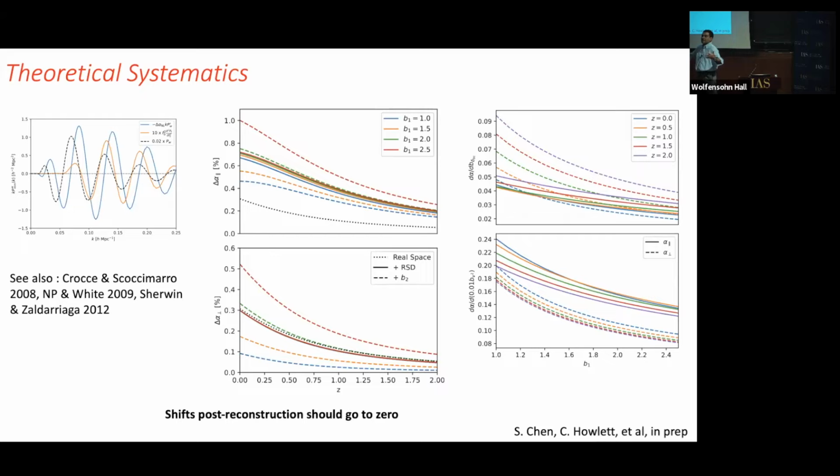This has been work that we have spent a lot of time thinking about. There was original work by Martin Croce and Roman Scoccimarro, work by Blake Sherwin and Matthias Zaldarriaga back in 2012, and some work that I did with Martin White. And you can see the various curves out here. The dashed curve is the original BAO linear theory curve.